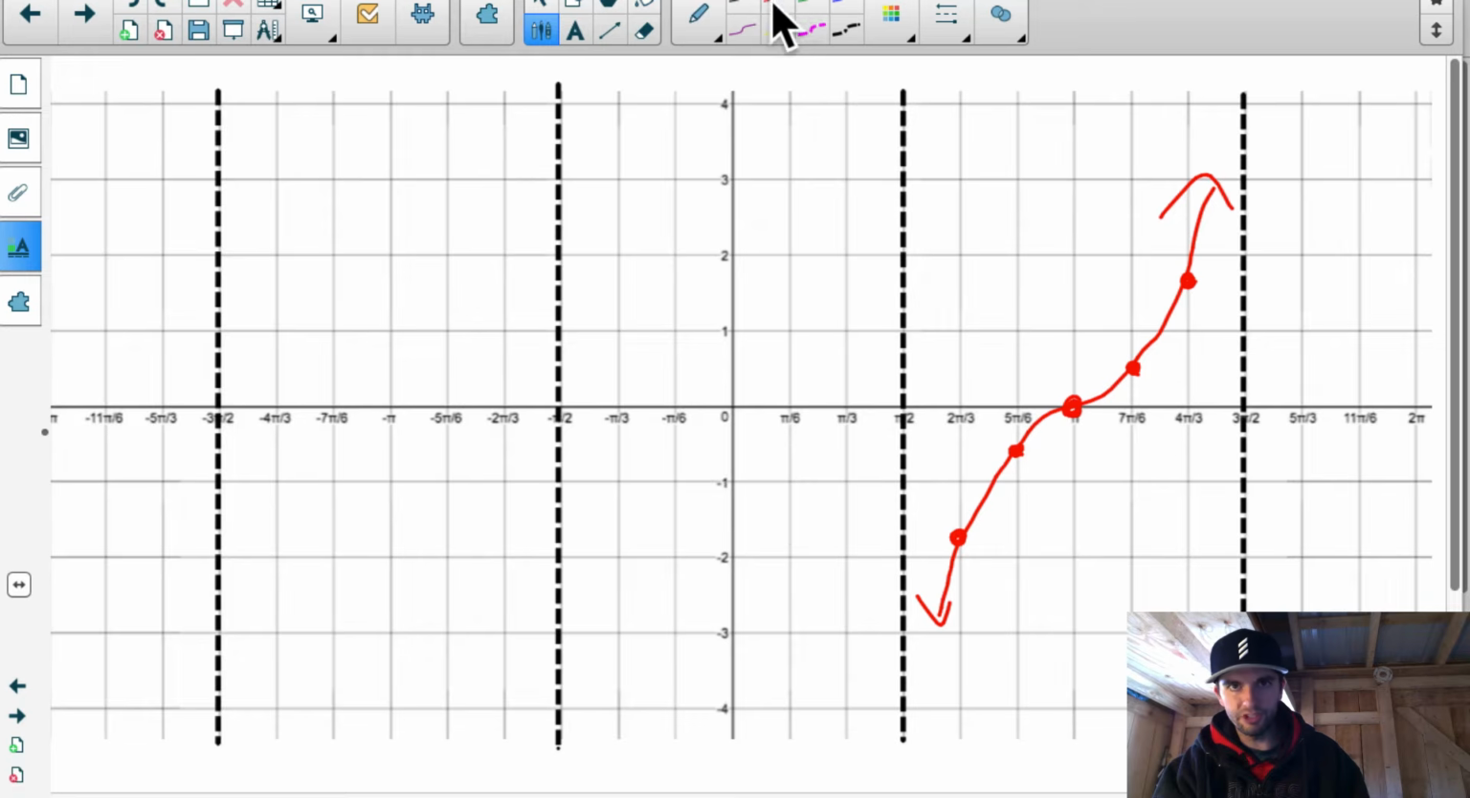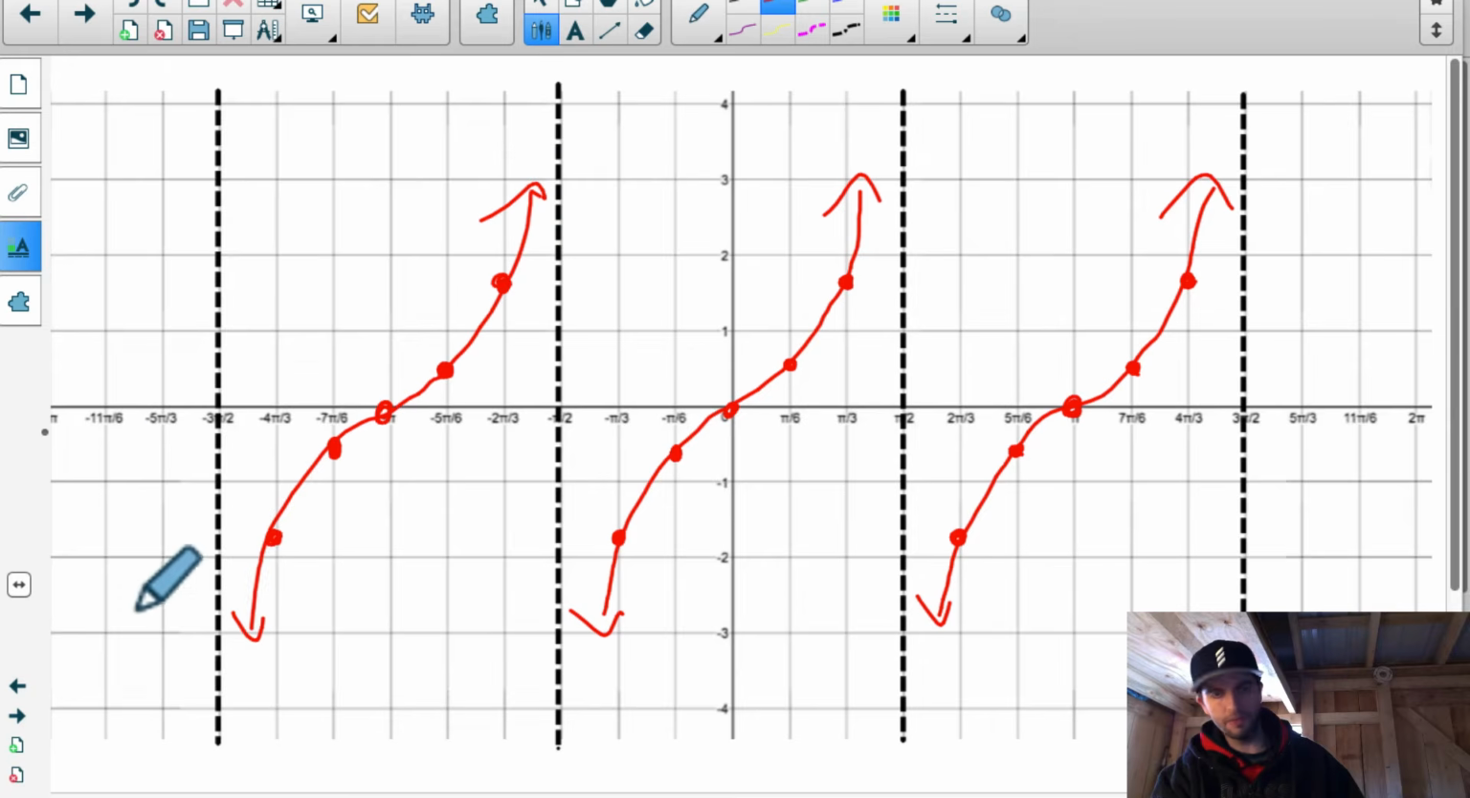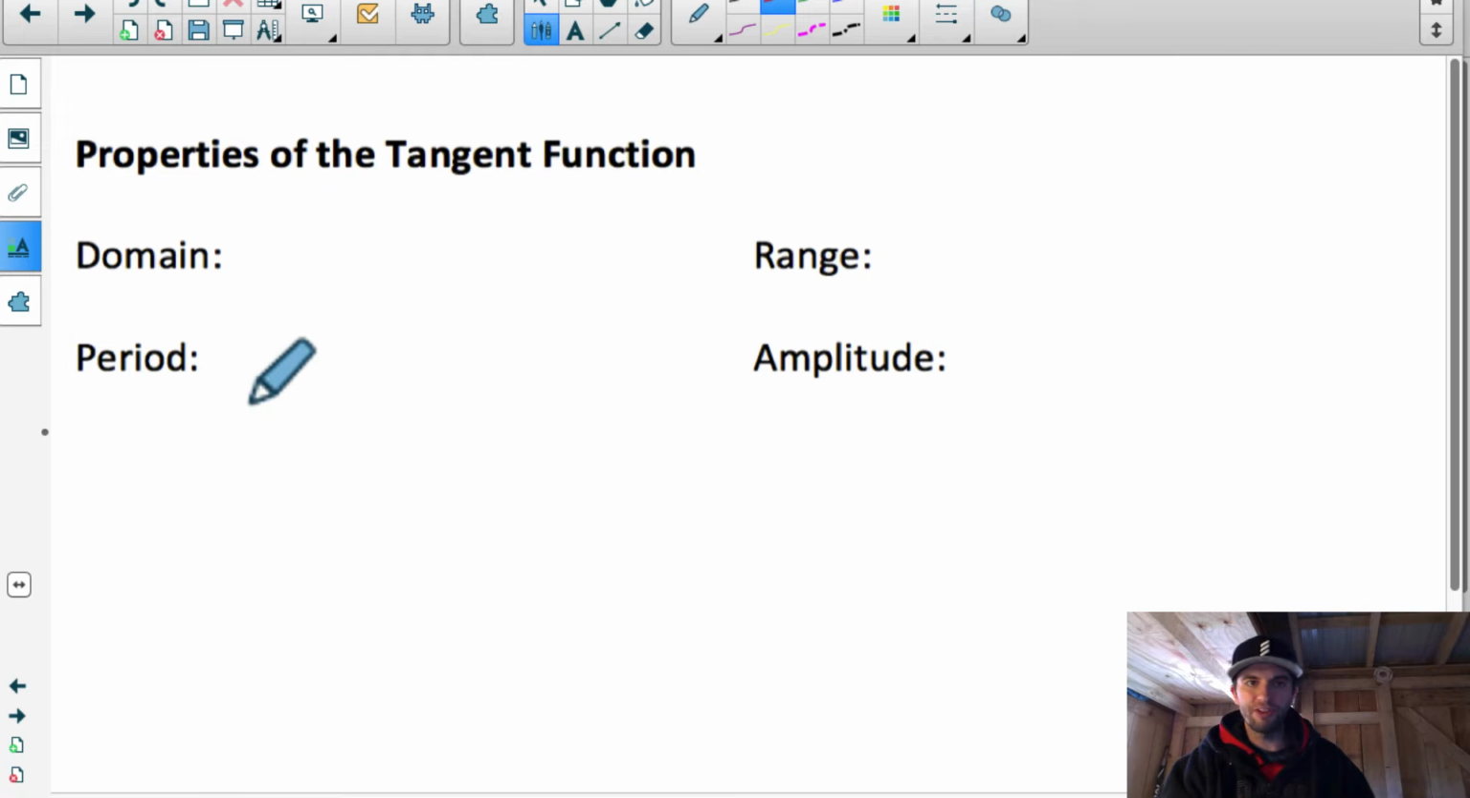And I can do 2 more cycles of this function that'll look exactly like that first cycle. And there's another cycle. And there would be pieces of other cycles I could fit on the graph here, but I think that's enough for now. So there's the graph of tan. Let's state some properties of this function.